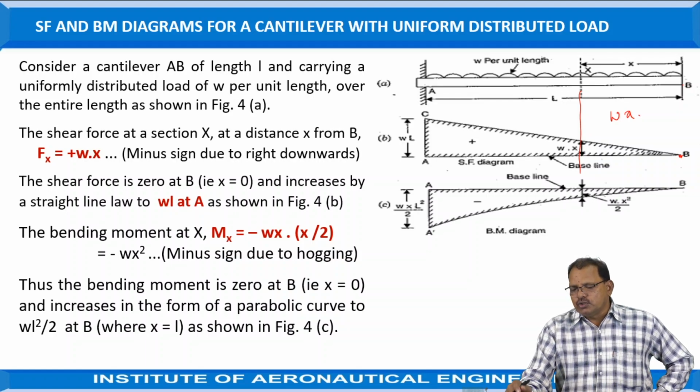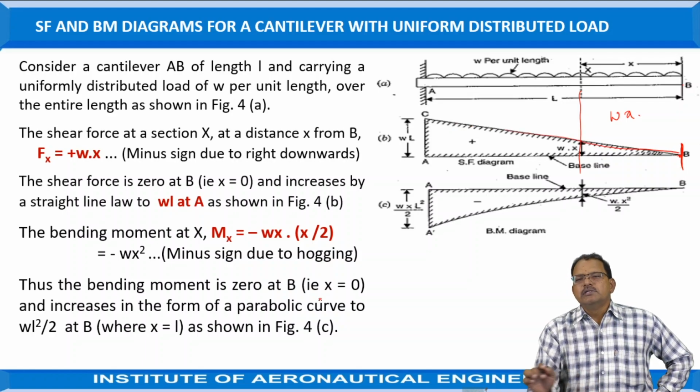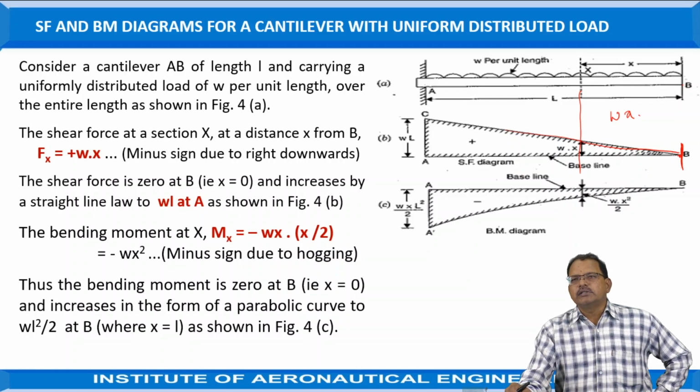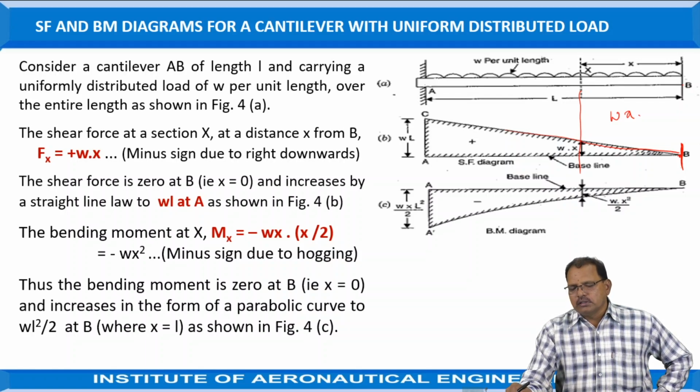Hence when x is equal to 0, that is at B, the shear force is equal to 0. At the end position, the shear force is equal to W into L. So join the points by using a straight line. Since these forces are acting in the downward direction with respect to point A, this diagram is treated as a positive value.